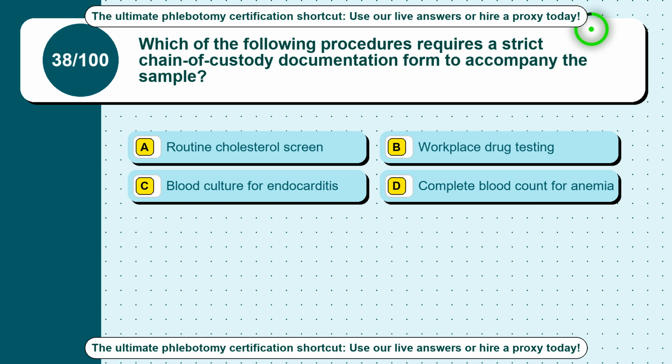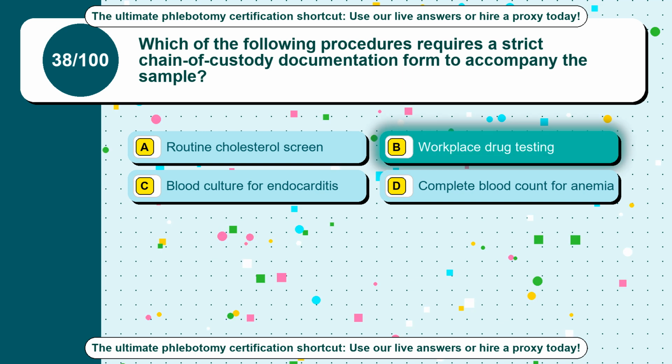Question 38. Which of the following procedures requires a strict chain of custody documentation form to accompany the sample? Option A. Routine cholesterol screen. Option B. Workplace drug testing. Option C. Blood culture for endocarditis. Option D. Complete blood count for anemia. The correct answer is option B.